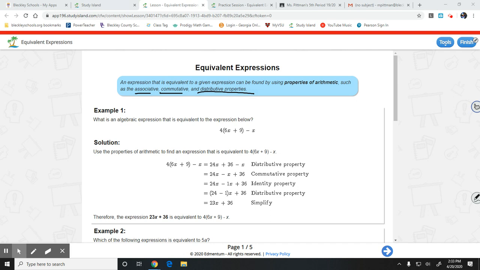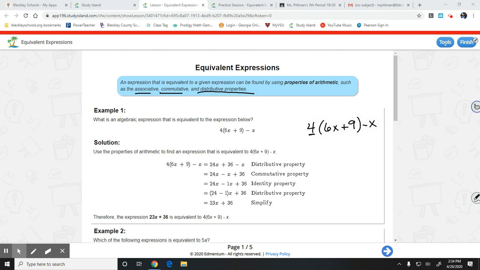So here we're going to see an example. It says, what is an algebraic expression that is equivalent to the expression below? So what we're going to do is we're going to use the properties to find an expression that is equivalent to this, okay? So to do that, basically we're going to be simplifying this. So we've got 4 times (6x plus 9) minus x.